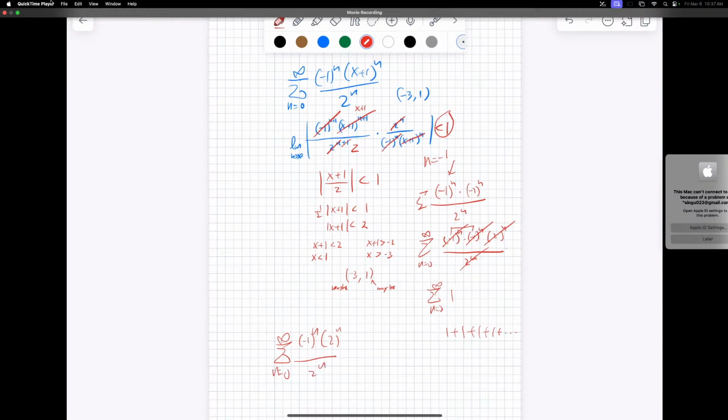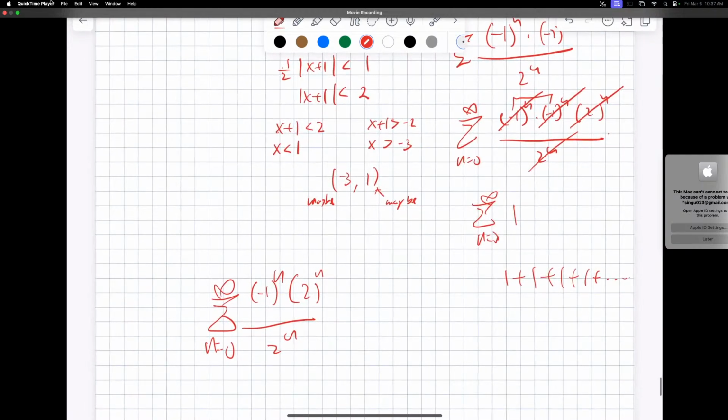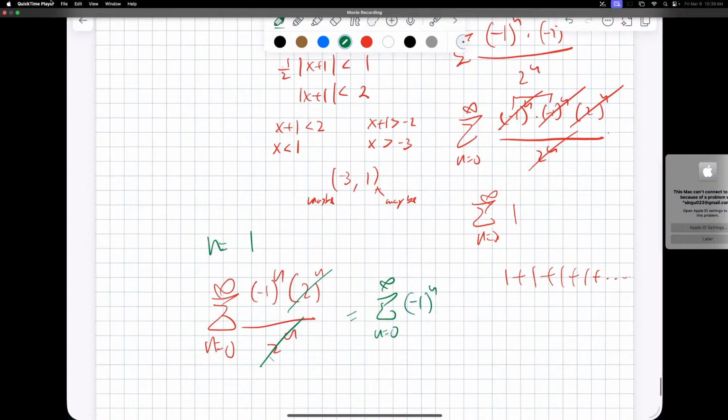Can you zoom in a little bit? Thank you. So what happened when n equals 1? This was the summation from n equal to 0 to infinity of (-1) to the n. And we talked about this oscillation. It starts with a 1, -1, +1, -1. This diverges due to oscillation.